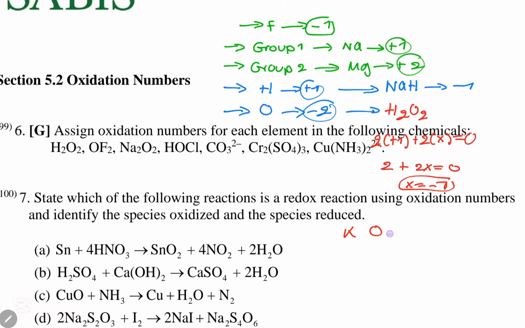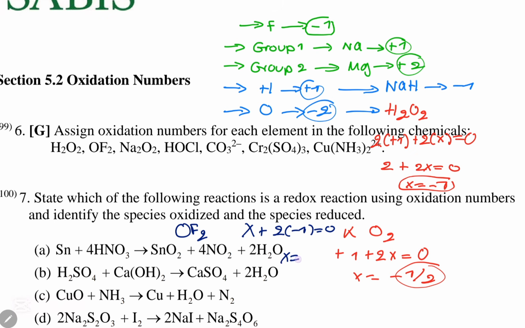The second exception is KO2. K, we know it's group 1, so it's going to have +1. So +1 plus 2 times x is equal to 0, because this is the sum of the total oxidation number. So I will get x to be -1/2. And yes, it is possible to have fractions as your oxidation number. Now, the last and final example is OF2. Here, oxygen is not the more important one. The more important one is fluorine. So oxygen would be x. x plus 2 times -1 is equal to 0. So I got x to be +2. So these are very, very important examples for oxygen.